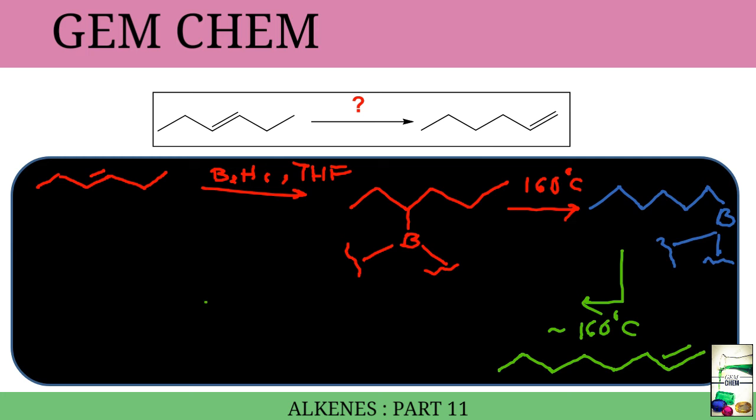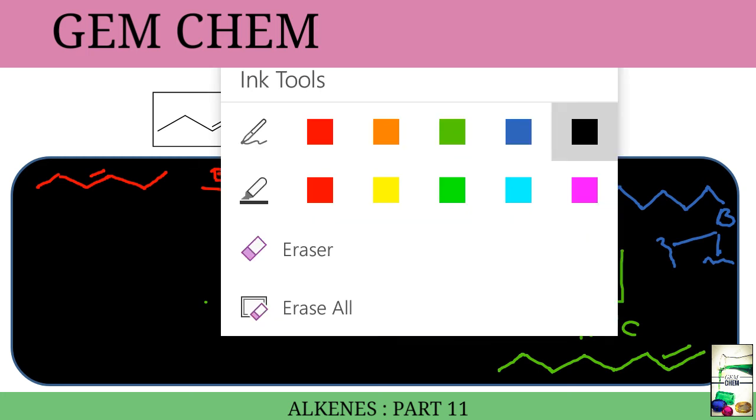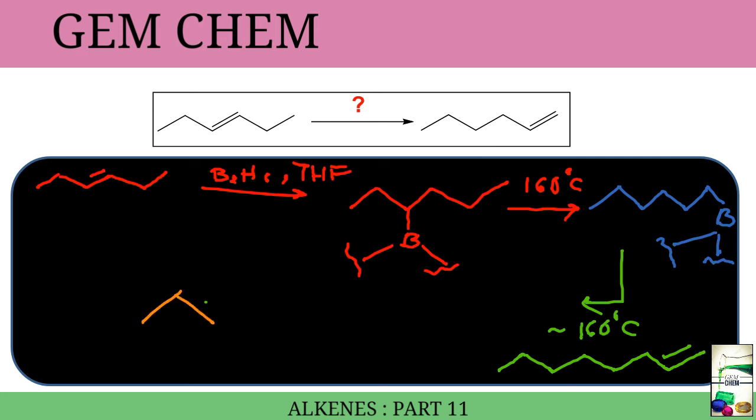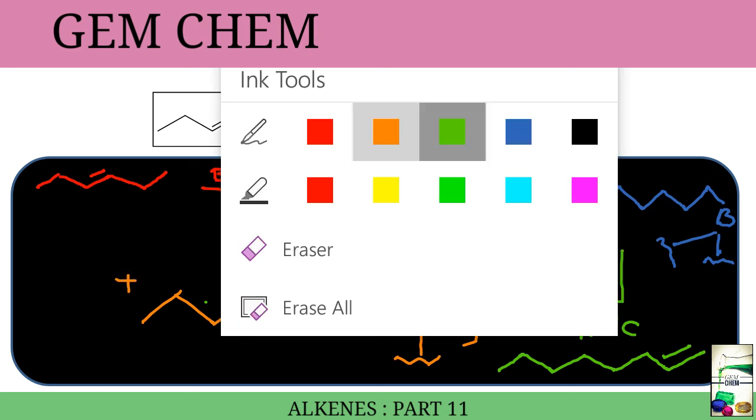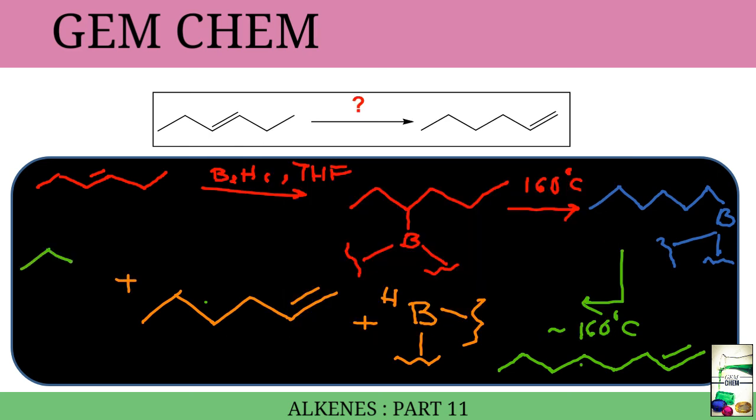That is, here we get this one. This alkene is being obtained, plus the borane is being obtained with a hydrogen, and also another borane is being obtained of this particular alkene, that is this one.